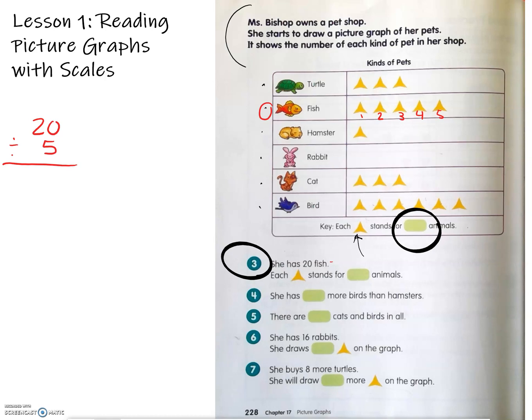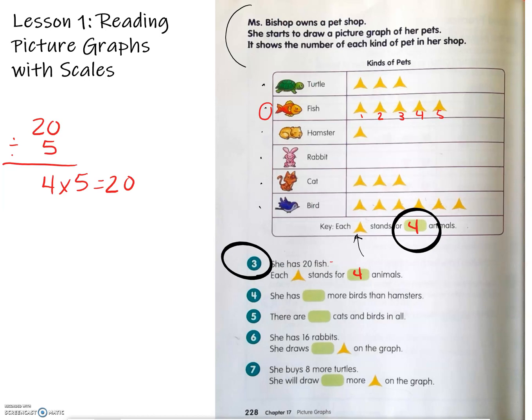And 20 divided by 5 equals 4, because 4 times 5 equals 20. So knowing that, I know that each triangle stands for 4 animals, and I'm just going to put it in both places to help myself remember. Now, number 4 says she has blank more birds than hamsters.